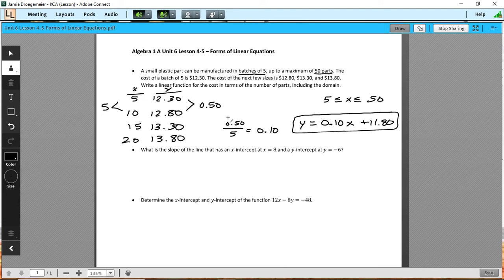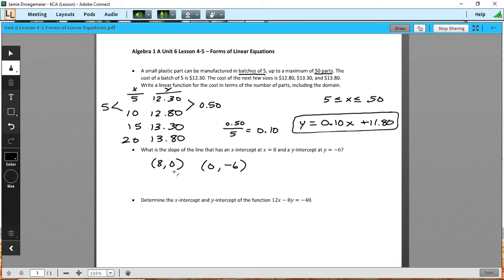All right, our next question here says, what is the slope of the line that has an x-intercept at x equals 8 and a y-intercept at y equals -6? All right, so if we think about x-intercept of 8, that means when x is 8, y is 0. A y-intercept of -6, that means that when x is 0, y is negative 6.